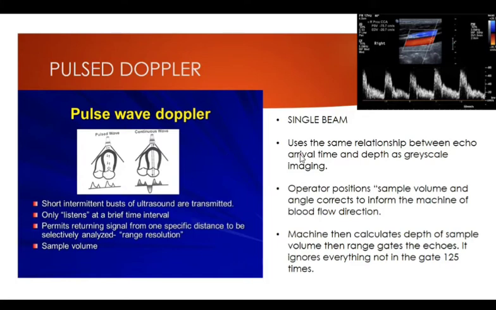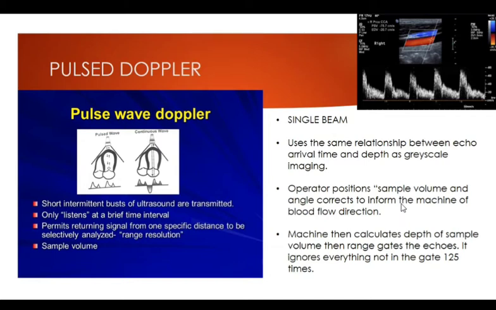So yes, it uses the same relationship between echo arrival time and depth as our grayscale imaging. So obviously it's affected by our PRF, and we'll talk about that later too. And the operator is the person that actually has to position that sample volume. So they do something else called angle correction, which is also later on in the presentation. But what those two little bits of information, the sample gate and the angle correction, do is allow the machine to determine the blood flow direction.